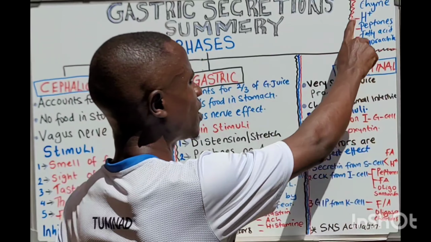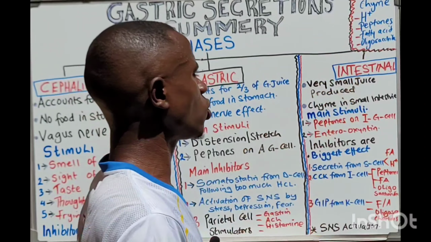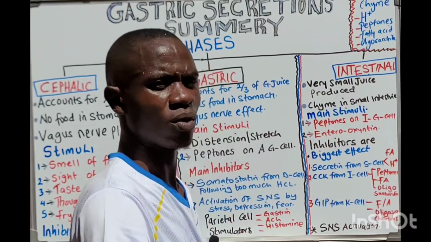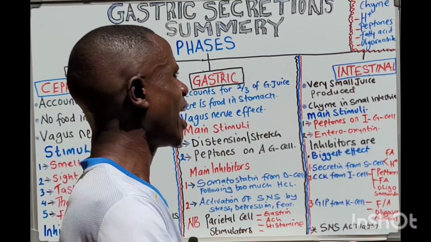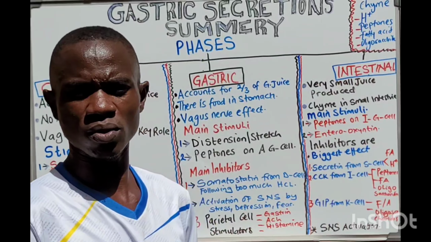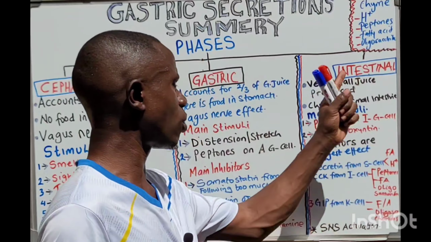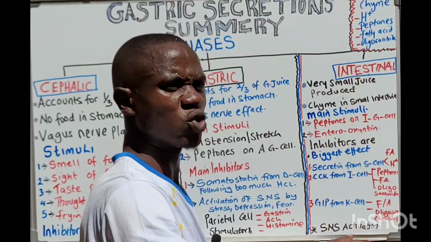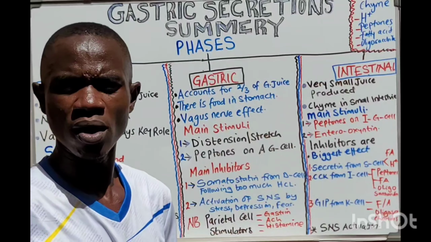Okay, so now this chyme is going to have a lot of protons, and partially digested proteins, which we call the peptones. It also has fatty acids, or generally the fats, and short chains of carbohydrates, which we may call the oligosaccharides. These are the molecules which are going to be moving along with the chyme.